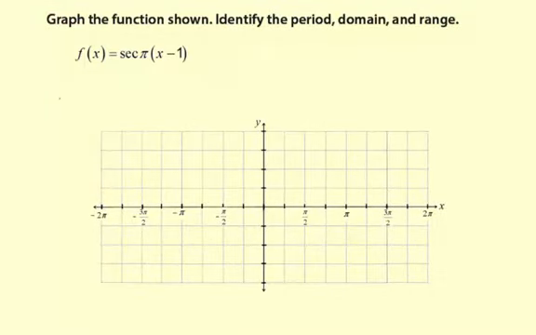Graph the function shown. Identify the period, domain, and range. So we have f of x equals secant of pi x minus 1. And when you first look at this, it doesn't look that complicated.